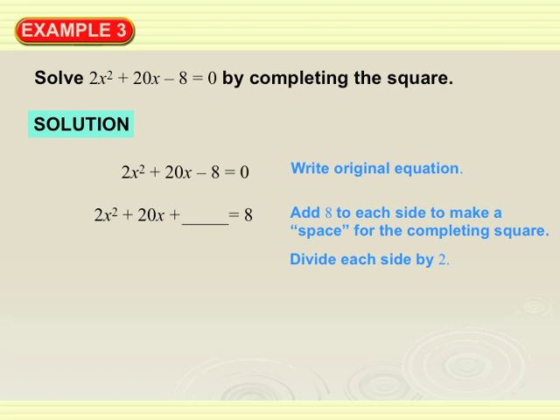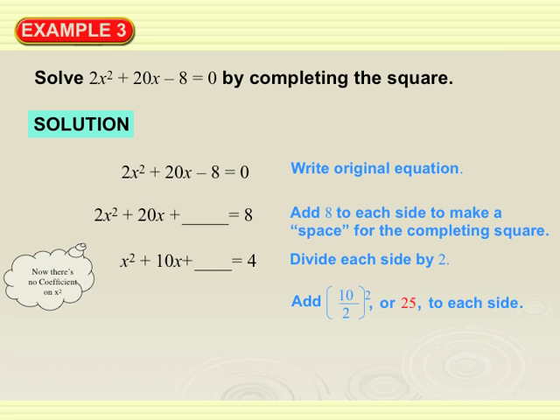Now before I do anything else, I'm going to divide everything on the left and everything on the right by 2. That gets rid of that leading coefficient. It gives me x squared plus 10x equals 4. Now I've gotten rid of that coefficient on the x squared term, so I can proceed.